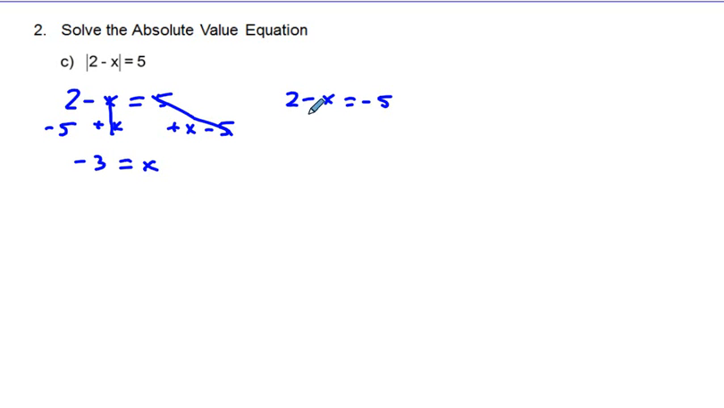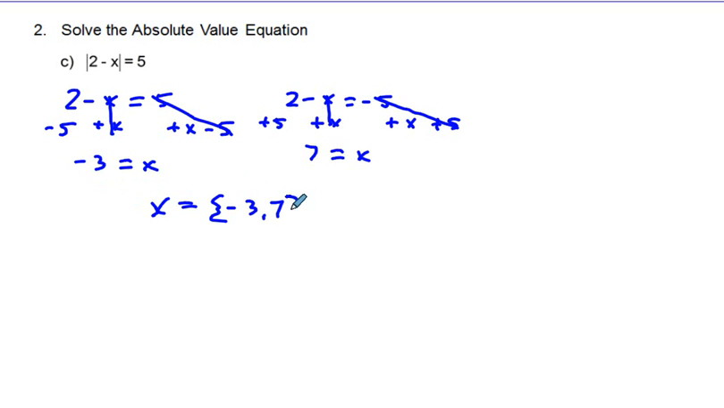And then we have for this one here plus x plus 5 plus 5. So those would go away. 2 plus 5 is 7 is equal to x. So x is equal to negative 3, 7. Okay, so that would be that one.